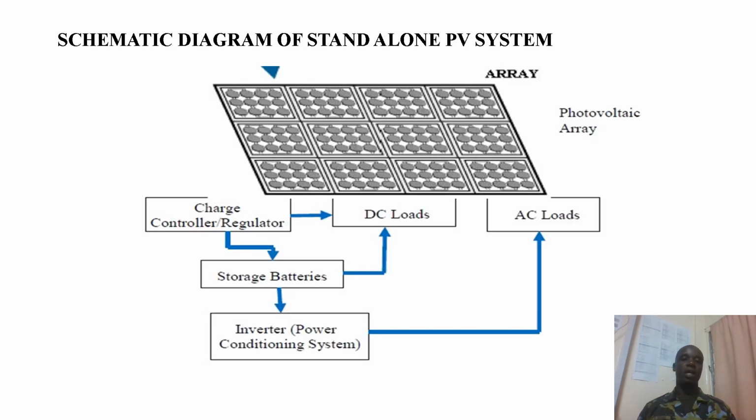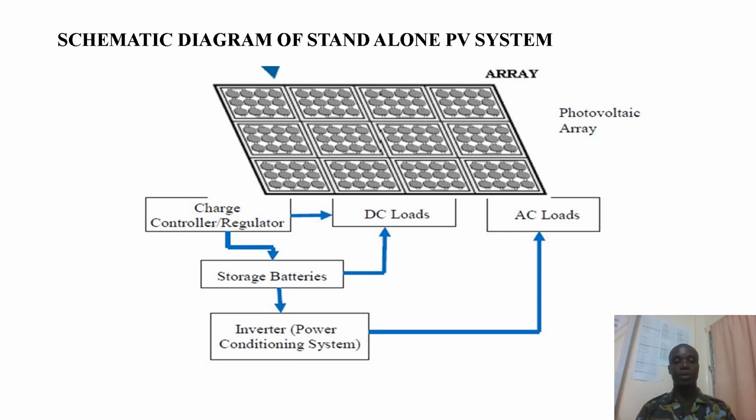And finally, we have got the schematic diagram of a standalone PV system. So we have got the PV array, and the PV array basically comprises of several modules brought together to form an array in order to get the substantial amount of power. Then from the PV array, it passes through the charge controller, which regulates the amount of charge going to the solar battery, and therefore prevents the battery from being overcharged or over discharged.